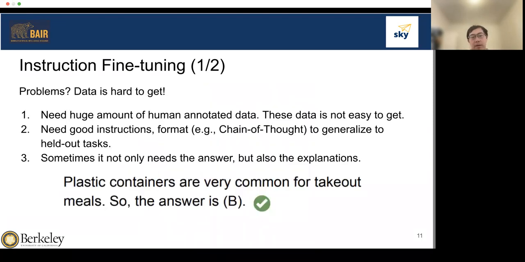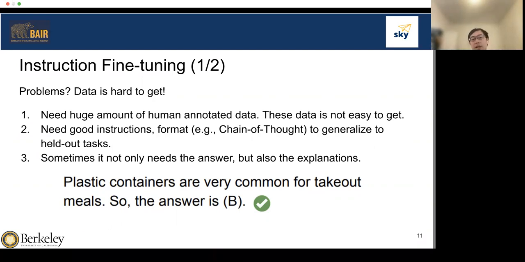So what can we say about this type of FLAN fine-tuning? The first one is that this data is very, very hard to get, especially for some of the academia people. The first thing is we need a huge amount of human-annotated data, and this type of data is not so easy to get. For example, they used 1,800 tasks, and on average maybe each task has 1,000 data points, so this comes to a lot of data.